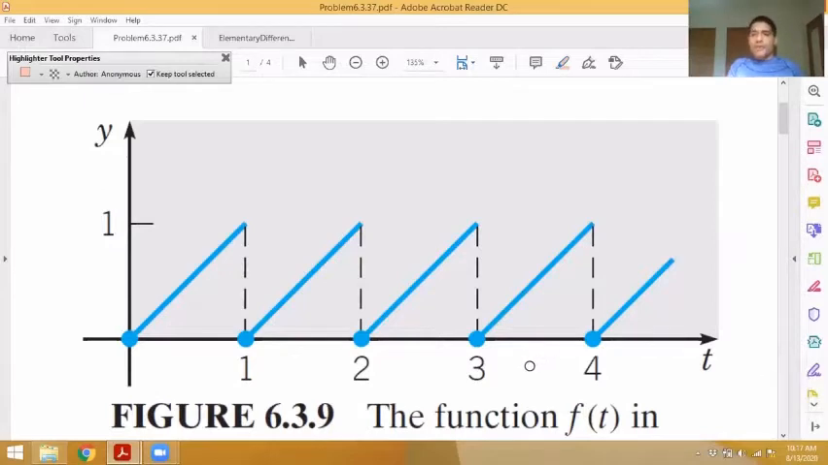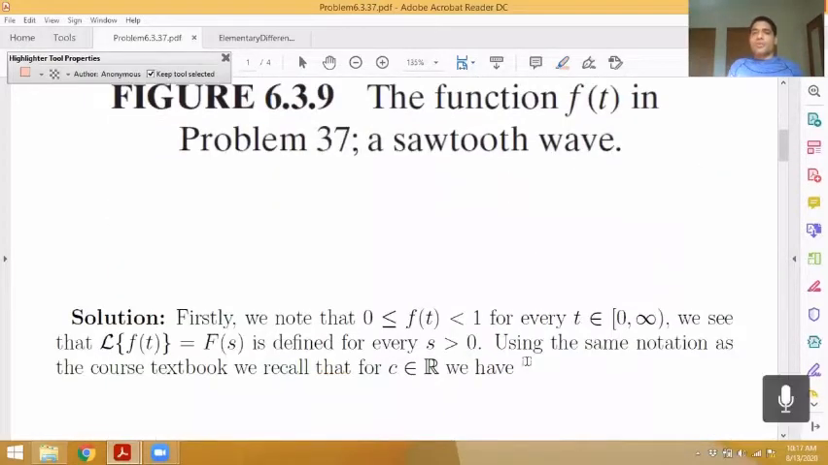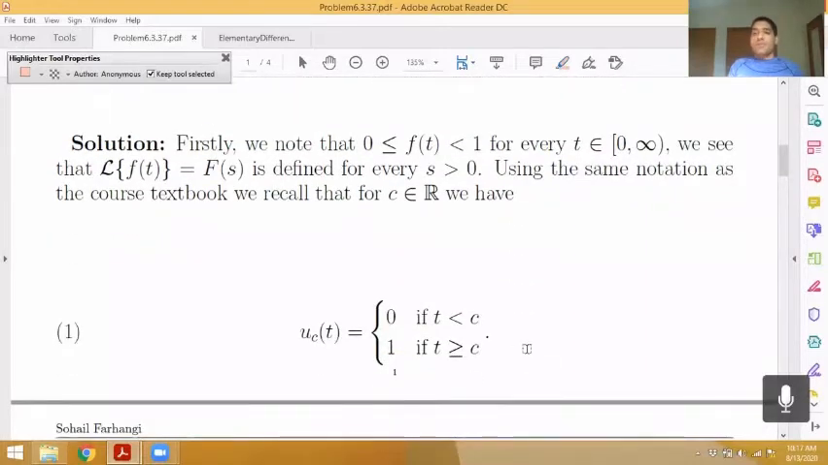To do that, our first goal is to rewrite our function f of t in a more convenient form. We want to have an algebraic formula for f that we can manipulate instead of just a picture and a description with an English sentence. In order to get that algebraic expression for f, we're going to have to use the step functions. And I'm going to use the notation used in Boyce and DiPrima. In other textbooks, you might see different notation.